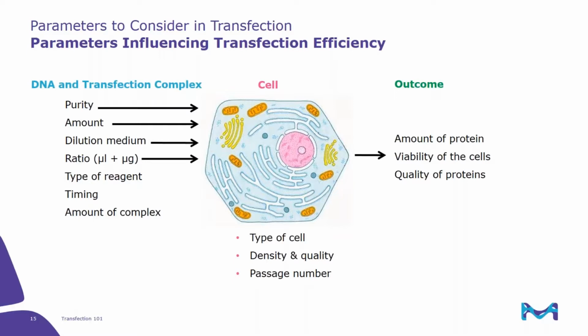When preparing the DNA or transfection complex, it is important to consider the purity, amount, dilution medium, and ratio of the nucleic acid. The types of reagent, timing, and amount of complex used during transfection is also critical to the success of the experiment. In addition, the type, density, quality, and passage number of the cell being used is also important to consider. These factors influence the outcome of your transfection, including the amount and quality of protein achieved.